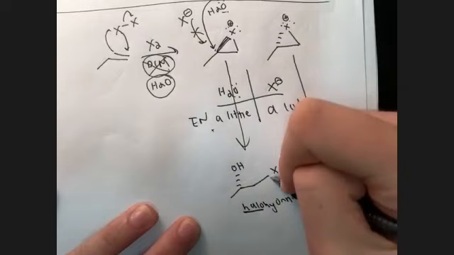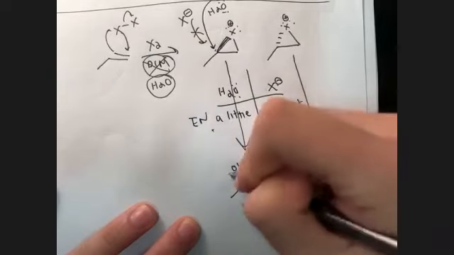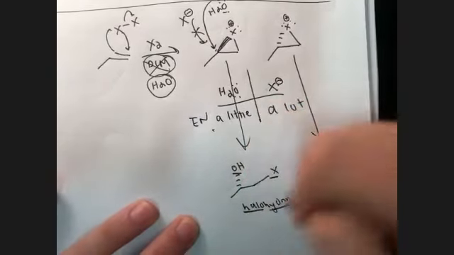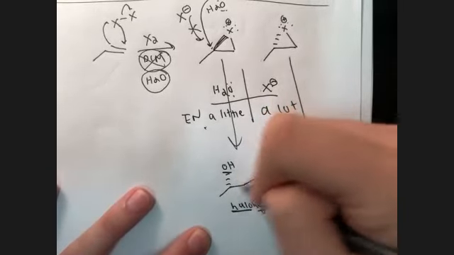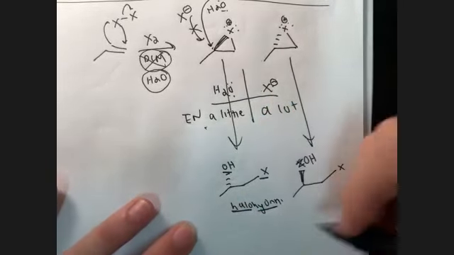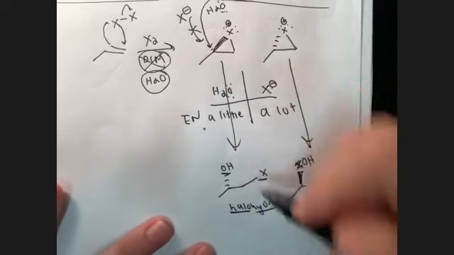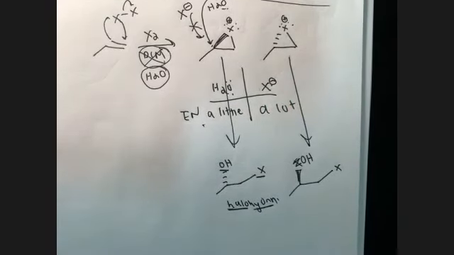Halo meaning halogen, hydrin meaning hydrate, and it's specifically referring to a molecule where that hydroxyl group and that halogen are just adjacent to one another. So halohydrins are functional groups where an alcohol and a halogen are adjacent to one another. Okay, so this is pretty much the exact same thing.